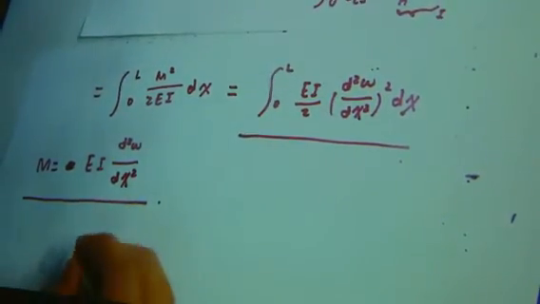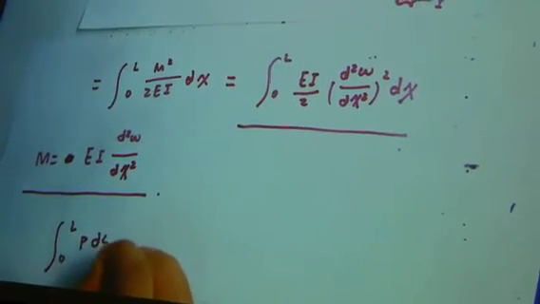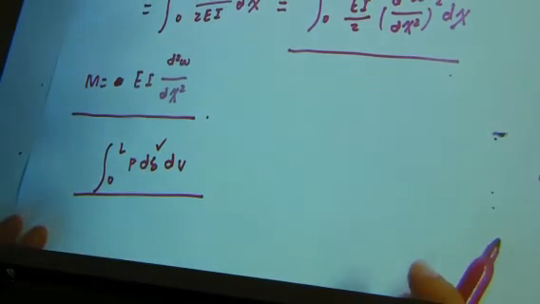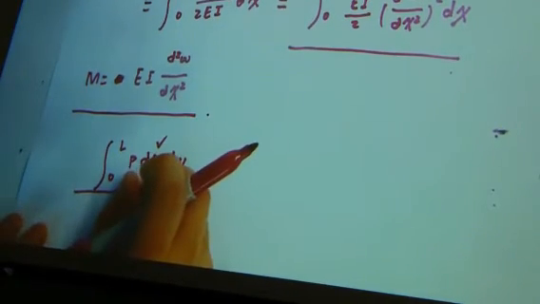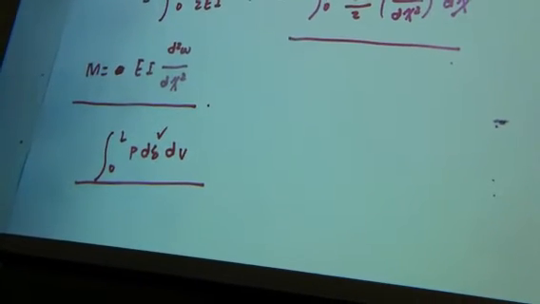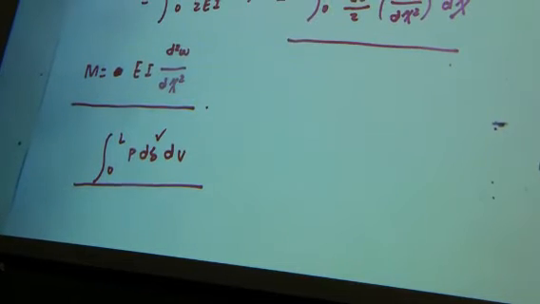So what about the second term? The second term is P delta. P is the loading. We need to figure out what delta is. What is the relation between this one and the deflection? Delta is the decrease of the length of the column along the longitudinal direction. W is the deflection along the vertical direction. What is the relation between delta and w?